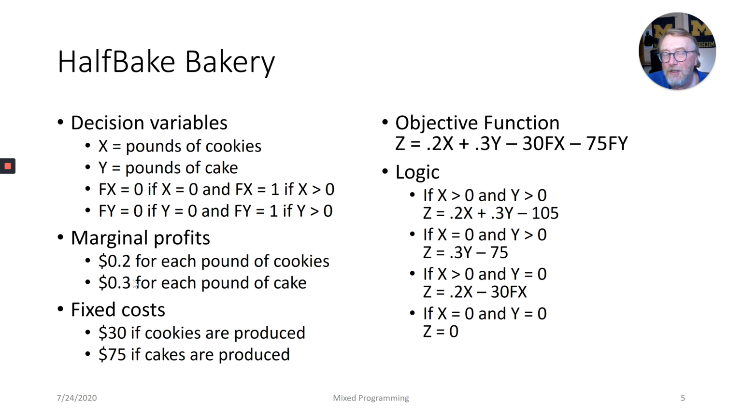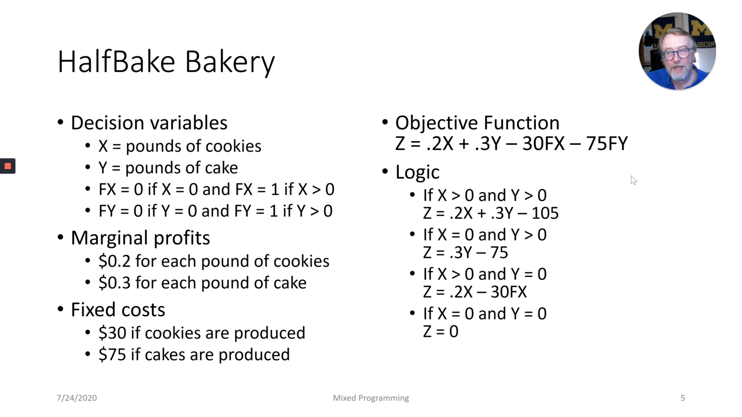We have the same marginal profits as we had in the previous video, 20 cents for each pound of cookies, 30 cents for each pound of cake. But now we introduced a fixed cost. If we make any cookies at all, we have a fixed cost of $30, right? And if we make any cake at all, we have a fixed cost of $75. And so we come up here with the objective function. So we get the contribution for making cookies and cakes, right? 0.2x plus 0.3y, just like we had in the previous videos. But now we subtract off those fixed costs, right? So this objective function is profit. And of course, if you think about profit, you subtract off the cost. So 30 times f of x minus 75 f of y.